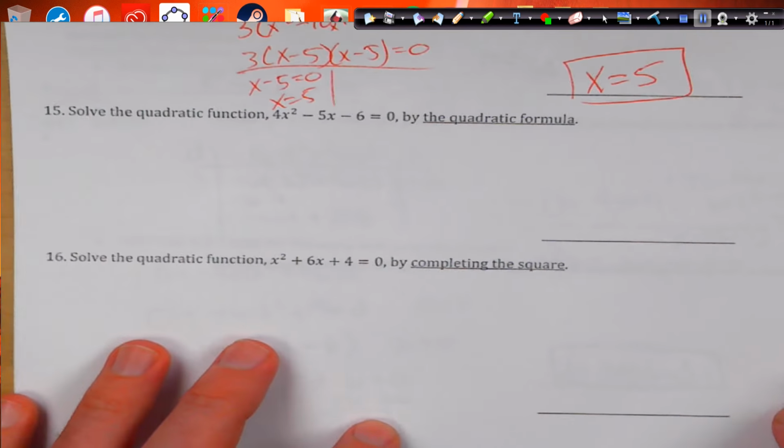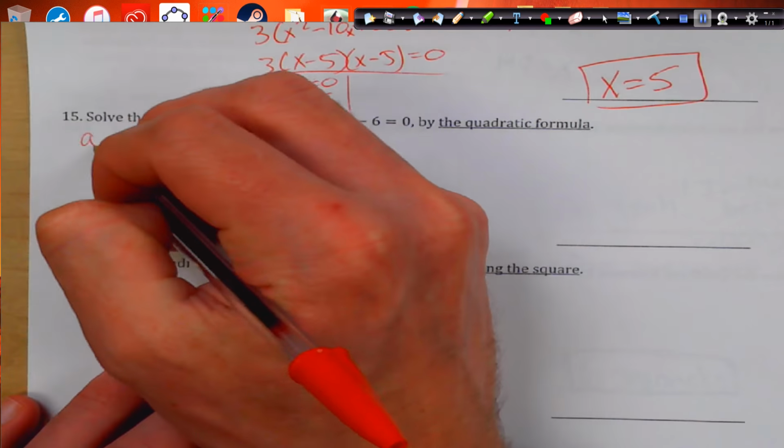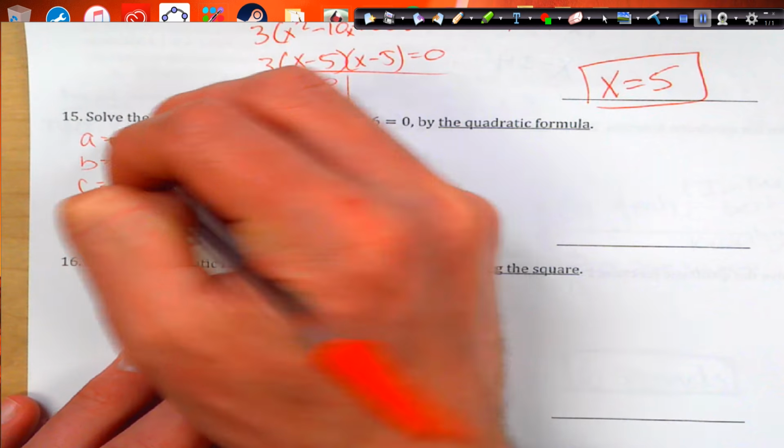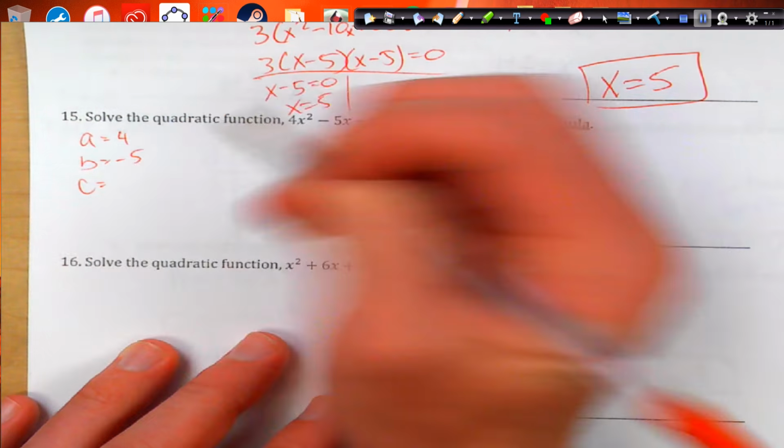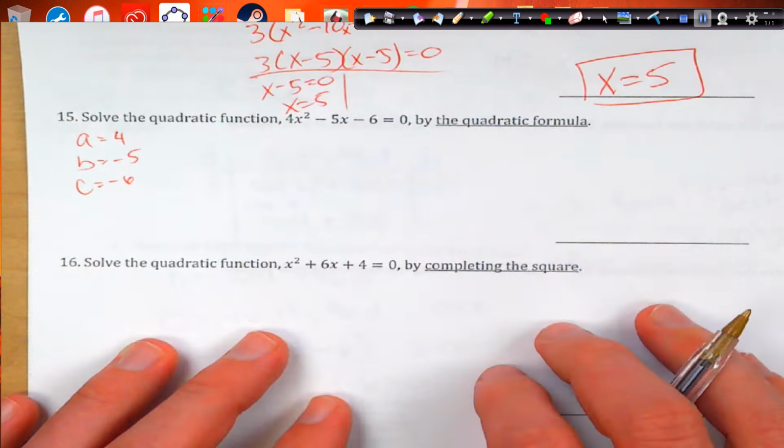Okay. Solve the quadratic equation. We have a, b, and c. A is 4, b is -5, and c is -6. I'm going to write the equation out, but with space.